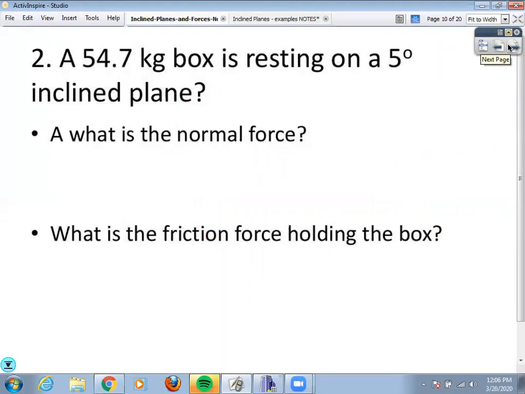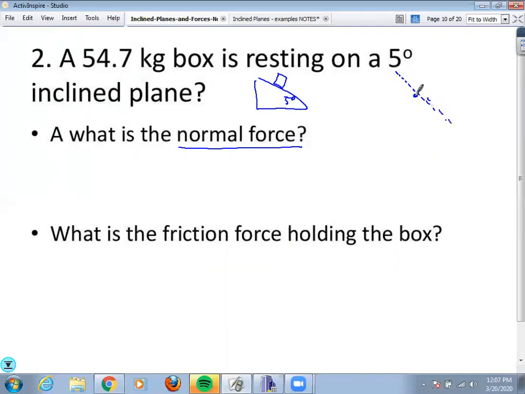So a 54.7 kilogram box is resting on a 5-degree incline. What is the normal force? So without a diagram, you can always draw one. We know that the angle is 5 degrees, and there's our block. I would draw a free body diagram. So there's our block. This would be the plane itself. So now we've got a context that Fg perpendicular is into the plane and Fn is equal and opposite.